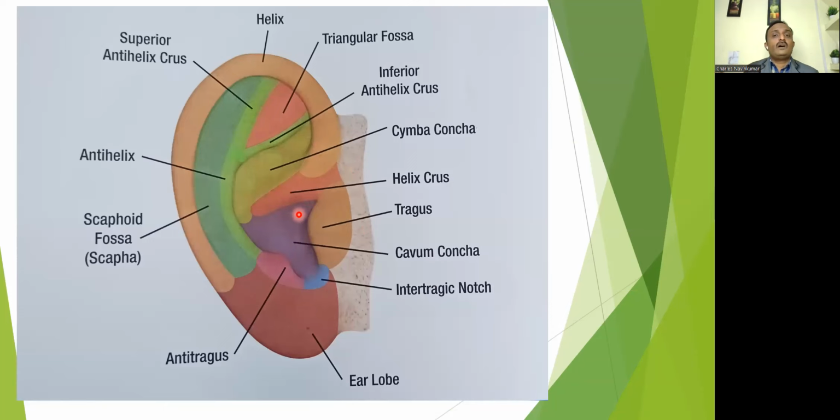This portion is in the cymba concha. This portion is in the helix. This portion is in the antihelix. So you have to remember the technical, anatomic names, so that it is easy for us to discuss when we learn the treatment portion. Make sure you remember all 13 points. They are very simple, easy to memorize and easy to identify. The main thing is to identify these 13 portions properly. Only then will we be able to use this in the treatment.